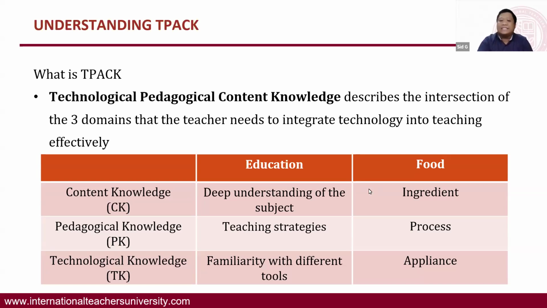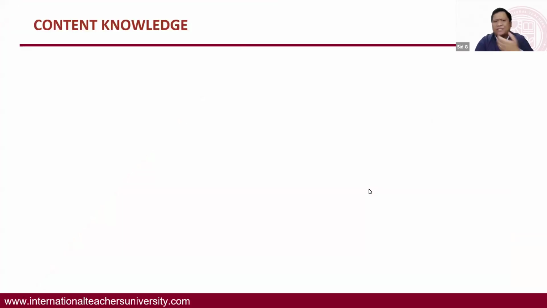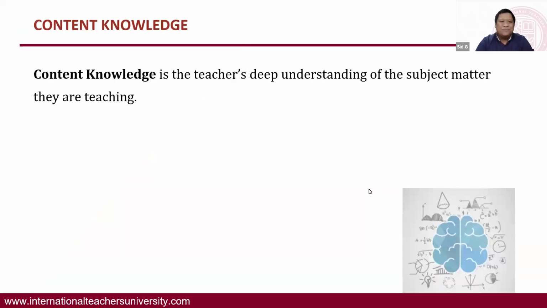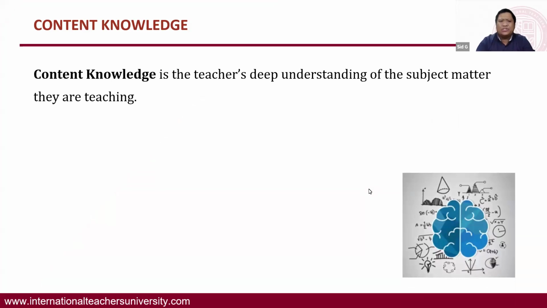And technology will be the oven or the cast iron or whatever you need to use to have those done. So those are the three components that we will check. First, we need to know what is content knowledge. Content knowledge is the teacher's deep understanding of the subject matter they are teaching.